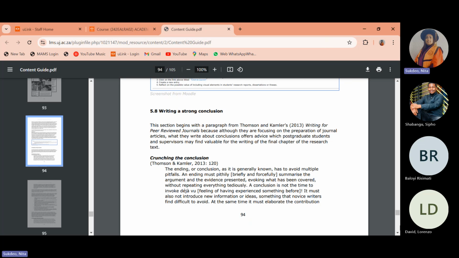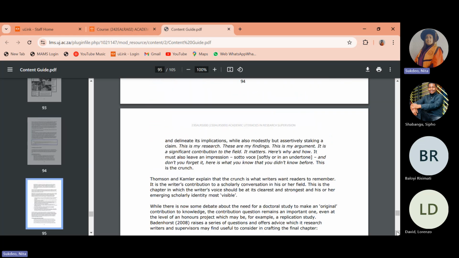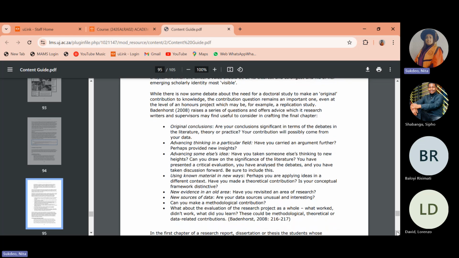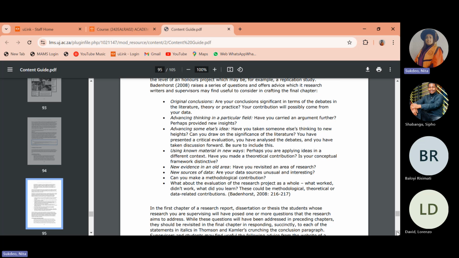Okay, so that is guiding the student on how to draft the conclusion. Some of the ways of crafting your final chapter. Guidelines being original conclusion. Are your conclusions significant in terms of forming a good debate and argument? Your contributions will possibly come from the data. Because like we said, you've got your results now. So this is the outcome of the study. You're reporting on the outcomes that you've received from your results.